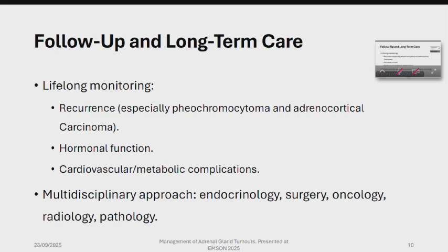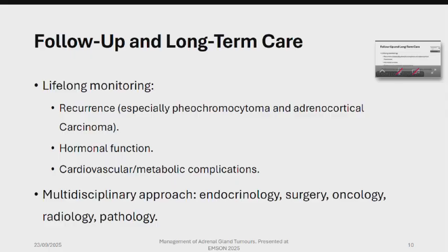And what are we looking for? We need to look for recurrence. We've removed the tumor. Is there a recurrence? And we must make sure that we do that. Are there changes in the hormonal function? What are the other cardiovascular and metabolic complications that will result from removing this tumor?